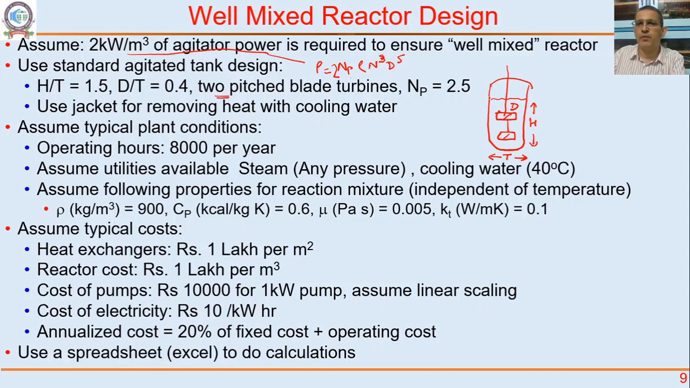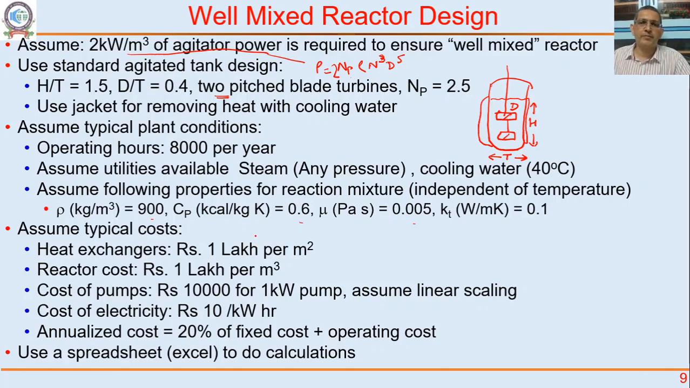Jacket is for cooling water to maintain isothermal conditions. Some properties are given, 900 and 6.6 and so on and so forth. Prandtl number you can calculate.